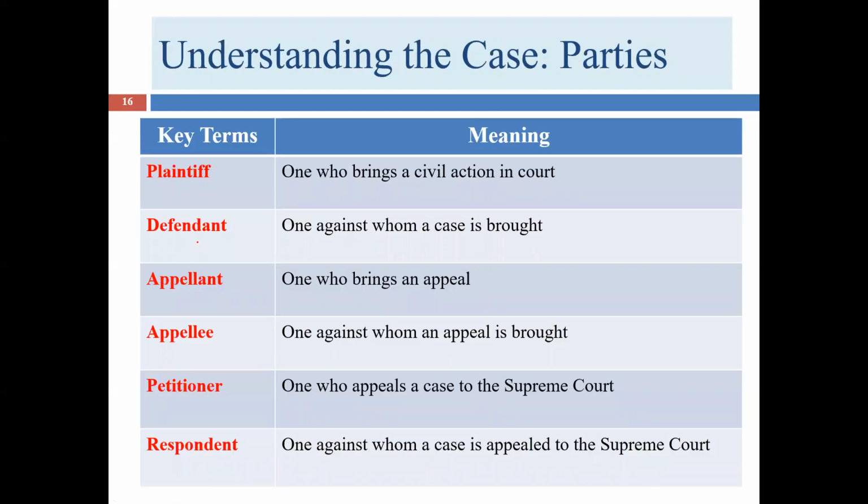Here we have some vocabulary. Again, be sure to include these in Quizlet, especially if you're not familiar with them before. You probably know plaintiff and defendant, but you may not know appellant. And you can see appellant ends with A-N-T.